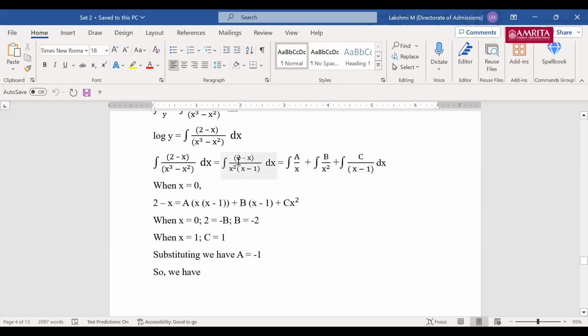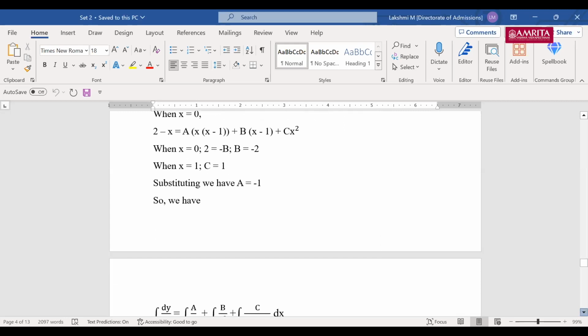Now, you could just solve for the 2 minus x equation. You can substitute x equal to 0, 1 and so on, and you can find the values of a, b and c. The very simple method that you have studied. So here 2 minus x is equal to a into x into (x minus 1), plus b into (x minus 1), plus c into x square. You could substitute x equal to 0, 1, all those values, and you can find a, b and c. Once you have these values, you can substitute them and complete the integration part.